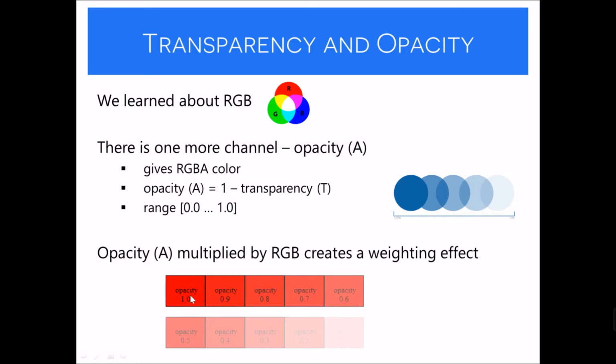So if I multiply red by an opacity of 1, it looks like really solid red. If I multiply by 0.9, it gets a little weaker. As I go through, it gets very, very faint. So this basically is a weight that I multiply the red value by, and it reduces the weight of the red, right? So you dampen the red.